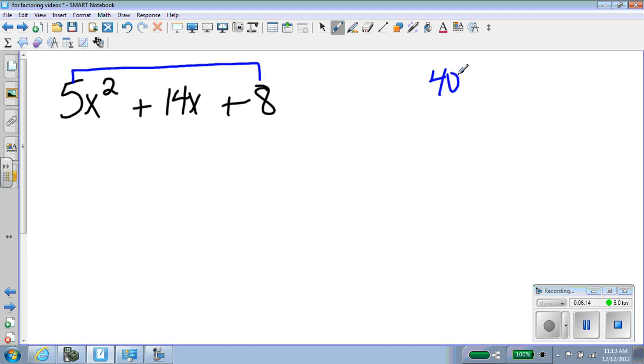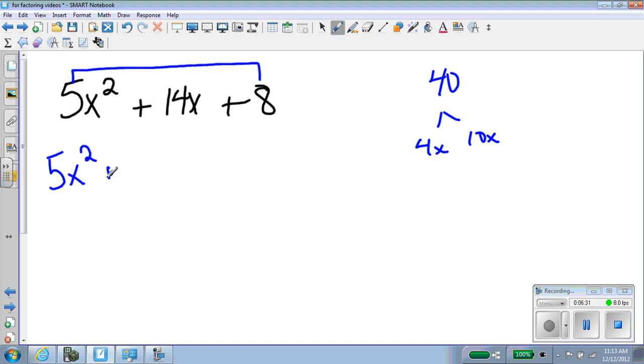5 times 8 is 40. Do you see it? Like I see it. I'm trying to make 14. I think the pair is 4 times 10. Then I don't have to list them all. And if you see it, you don't have to list them all either.